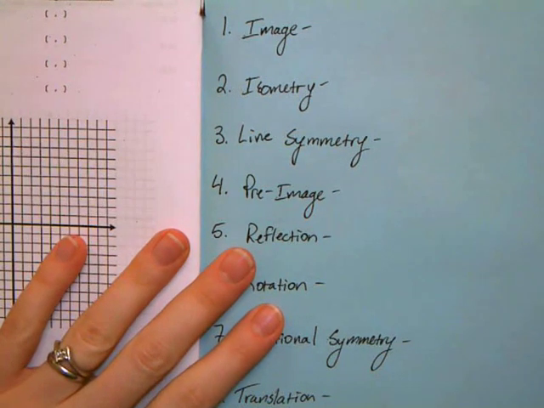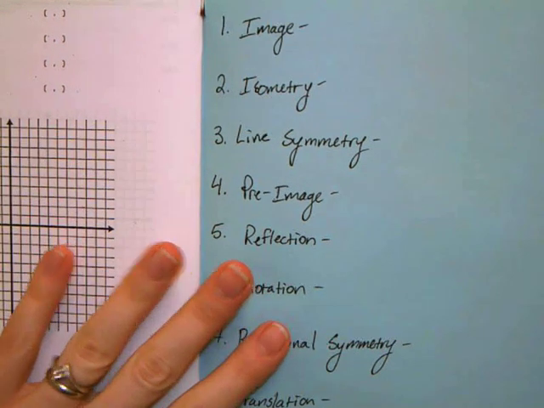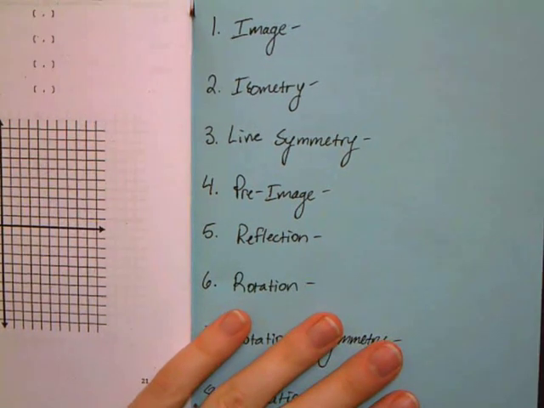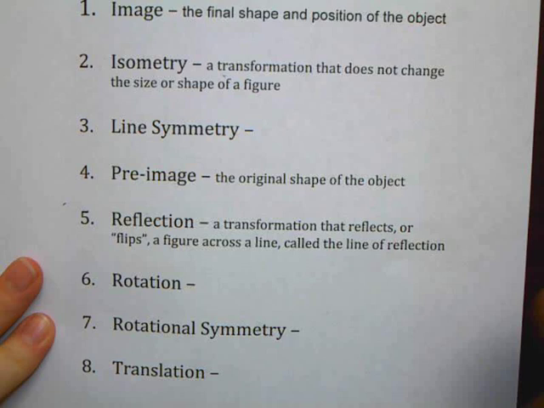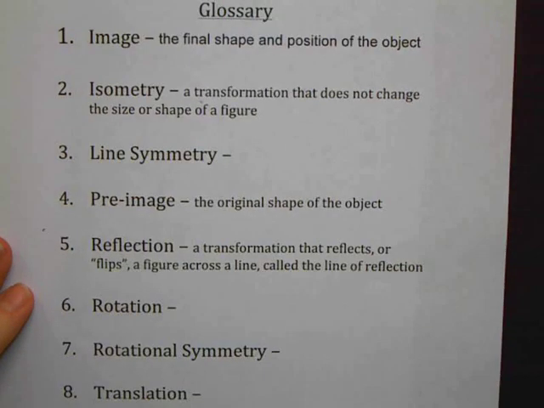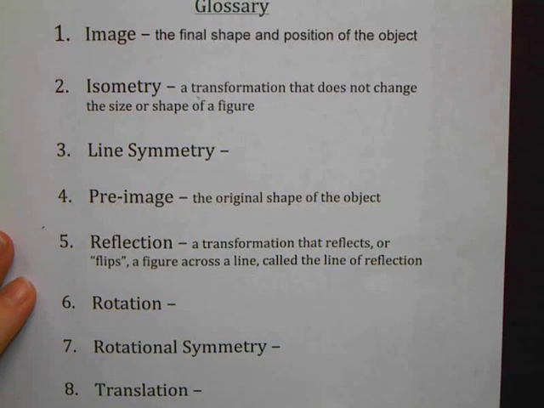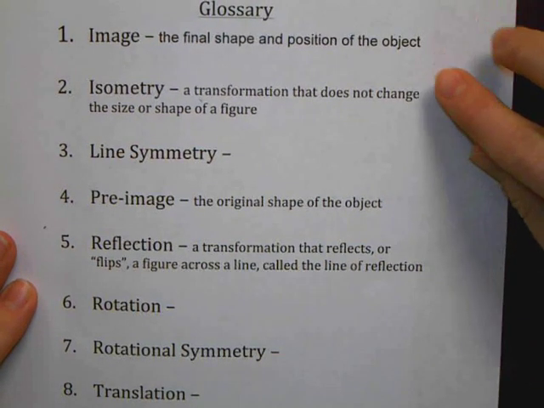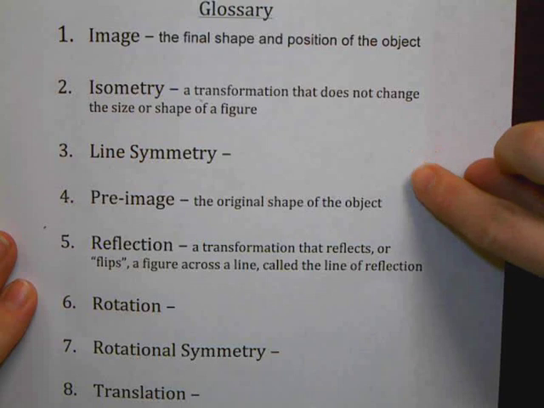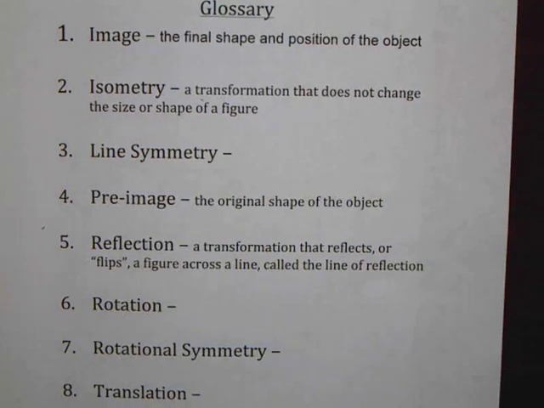So let's go ahead and get started by defining the first four words we'll need. You can go ahead and pause the video now so that you can get these four definitions copied down. You should be writing down the definition for image, isometry, pre-image, and reflection today. So go ahead and pause the video.